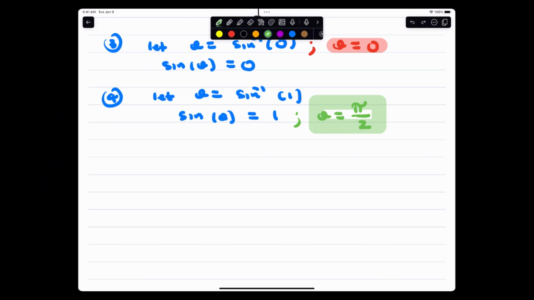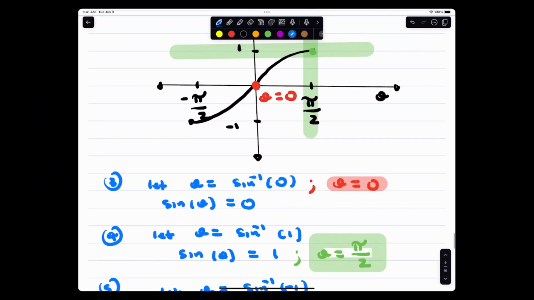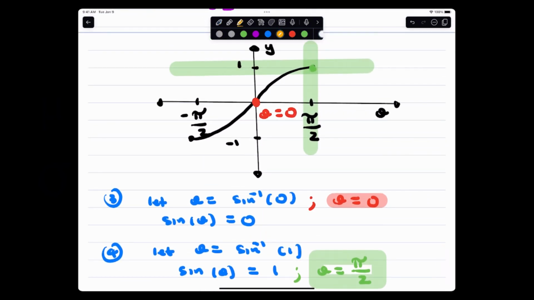Question number what? 5. Let theta be inverse sine of negative 1. By definition, sine theta will be what? Negative 1. So if I ask you guys now, where is sine theta negative 1? That's where you have the minimum here. You guys remember that? You guys remember the minimum? That happens when theta is what?